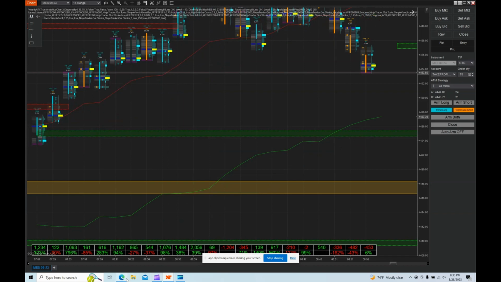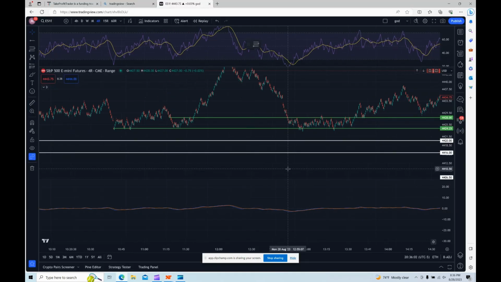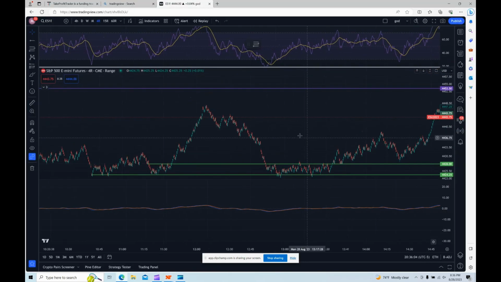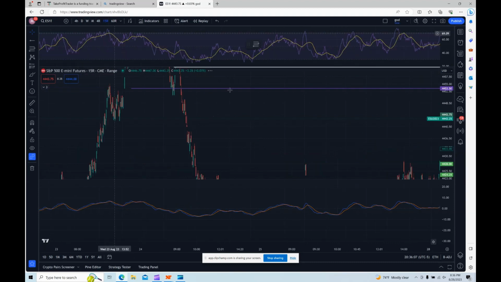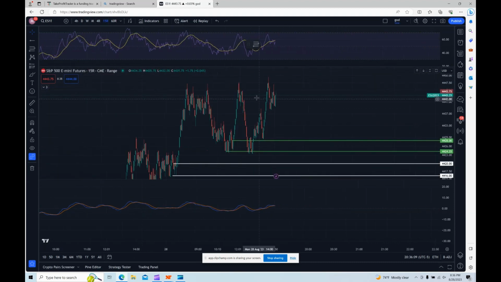So it's honestly a pretty simple strategy. You just got to be very, very patient and look for proper criteria. So one thing, for example, that I didn't take today, again, was this zone right here.